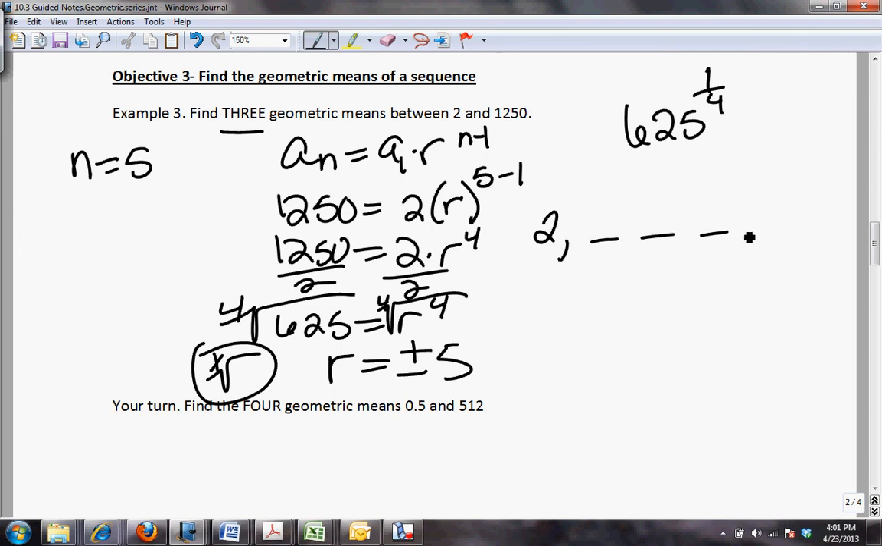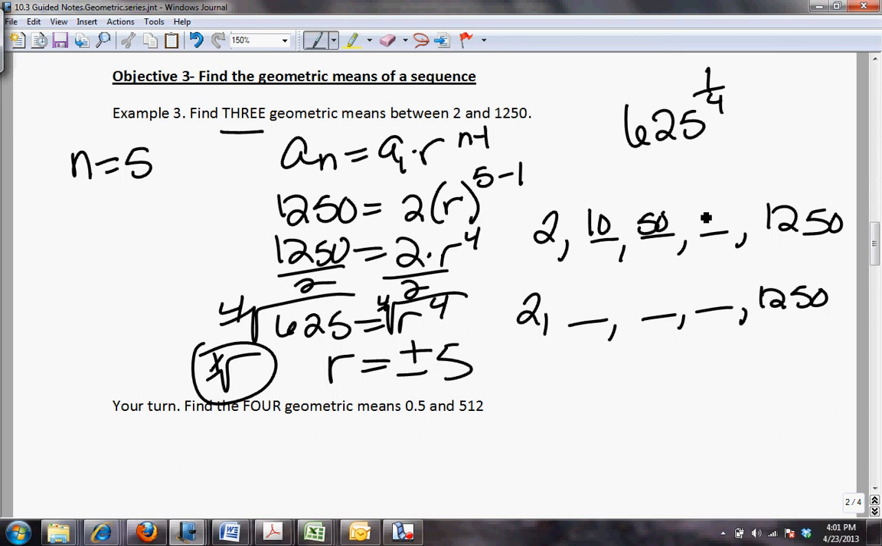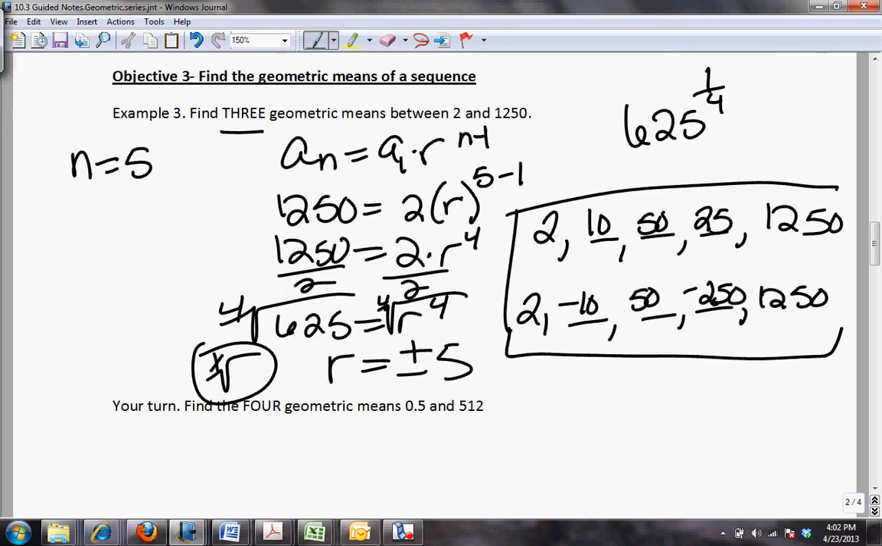We have 2, 1, 2, 3, and 1250, and we have another option. So it could be, we could multiply by 5, and then we would have 10, 50, 250, or we could multiply by negative 5. We'd have negative 10, and then 50, negative 250. So there are actually 2 answers for this geometric means problem. And that's going to happen every time you have an even root that you're taking.